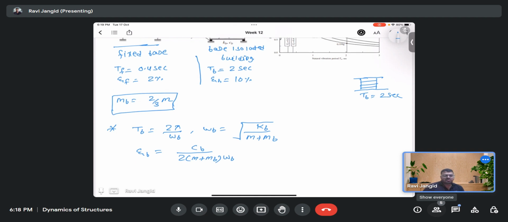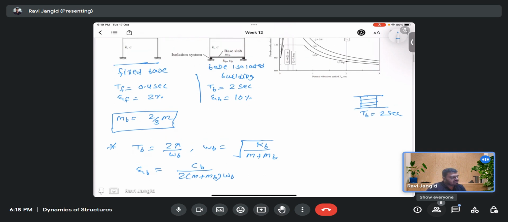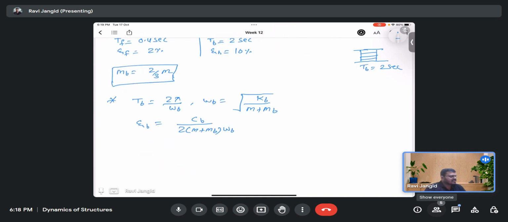For this, first we need to develop the mass matrix and stiffness matrix of the system. So the base isolated system I can draw like that: this is M, this is MB, this is KF of the superstructure, and this is KB.